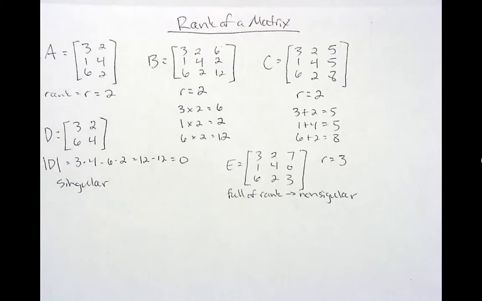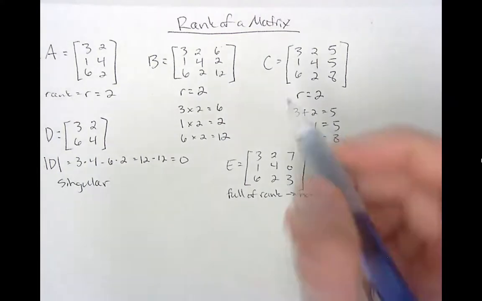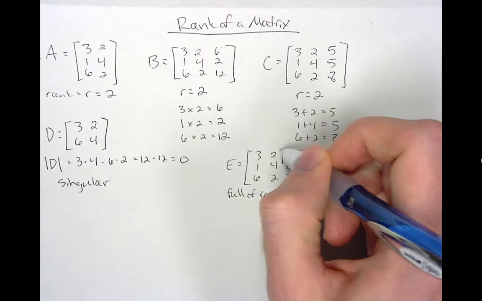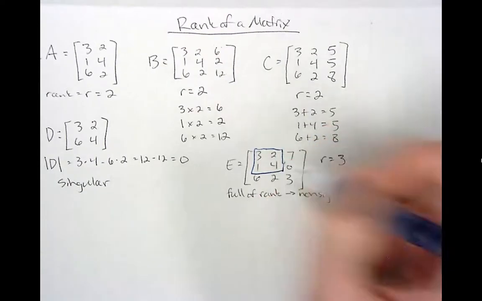Okay, now a matrix is positive definite if each of its upper left submatrices has a positive determinant. So for this one, to demonstrate this, we can use B or C or E. Let's use E. So we're going to take the upper left submatrix, which the only one we have here is this one.